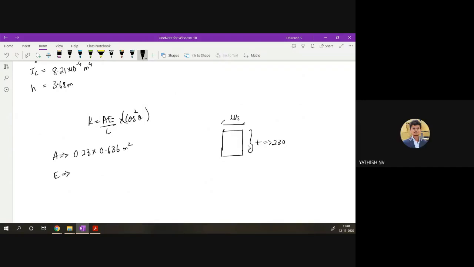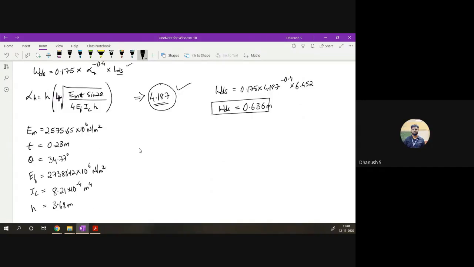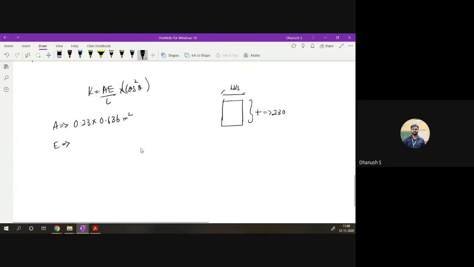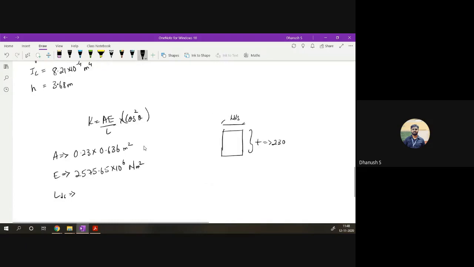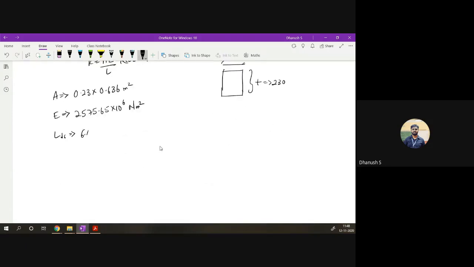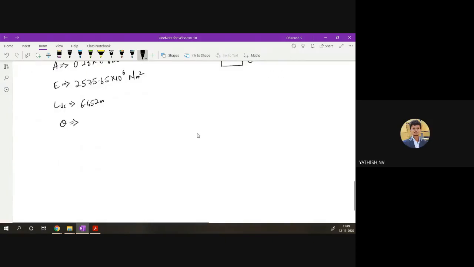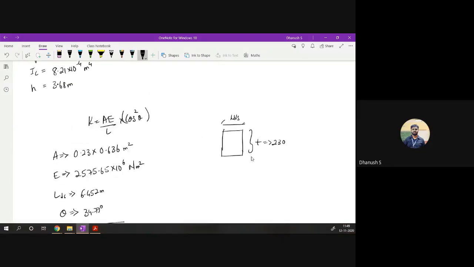E, we just found out. What was the Young's modulus of masonry that we found out? EM is 2575.65 into 10 raised to 6 Newton per meter square. The length that we just calculated, LDS, how much is it? 6.452 meters. And theta we've already calculated. How much was it? 34.77. Now substitute all these in this formula. Get me the value for K.